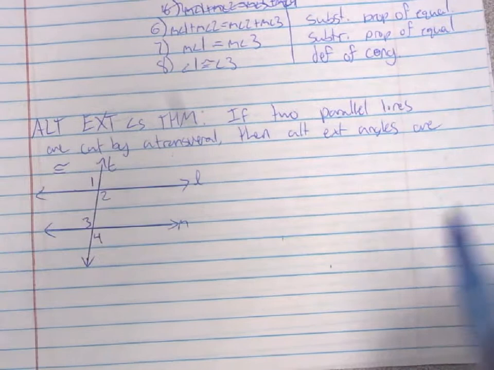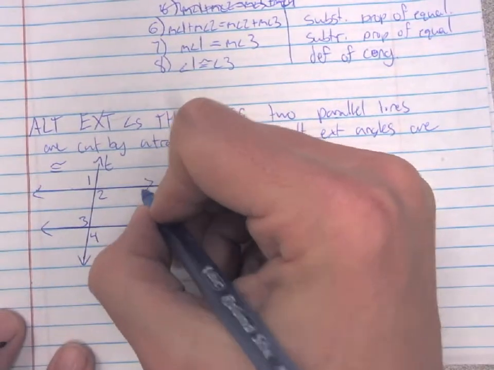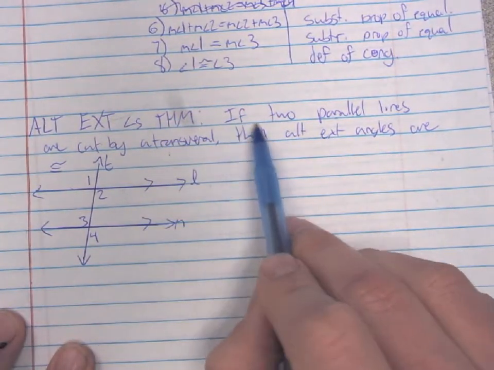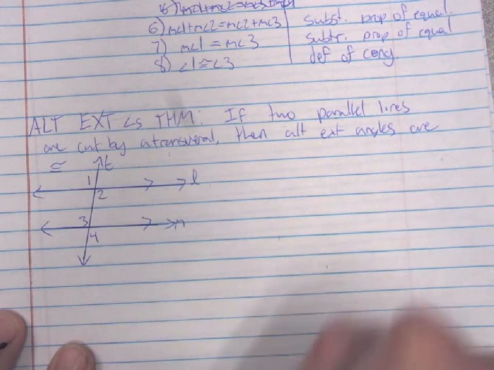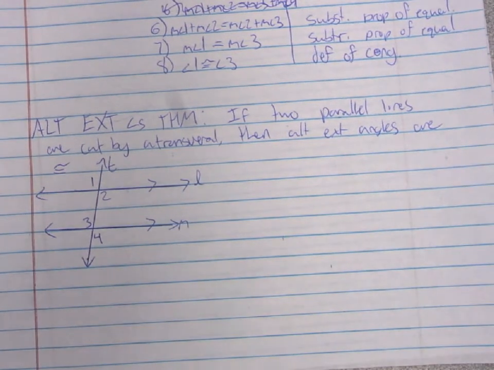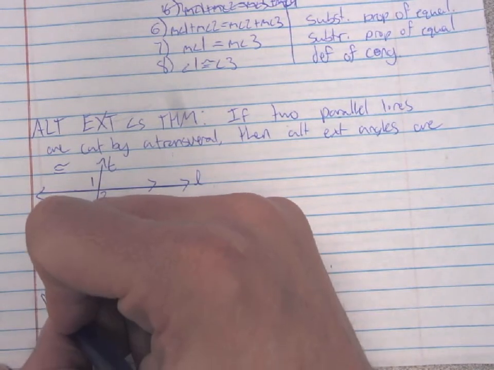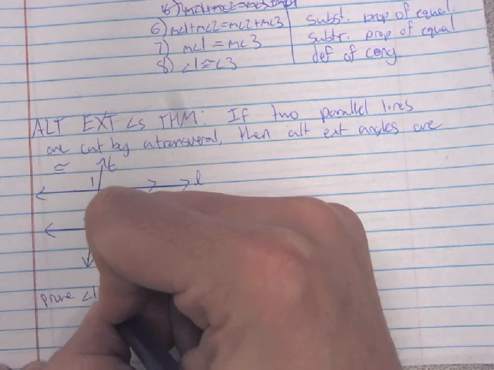Okay, we're going to assume L is parallel to M, because again the if part is if two parallel lines are cut by a transversal, or here's two lines, here's a transversal. We're going to assume L and M are parallel, and we're going to prove 1 is congruent to 4. So our whole goal is to prove angle 1 congruent to angle 4.